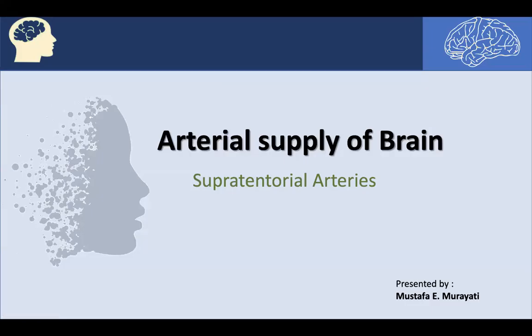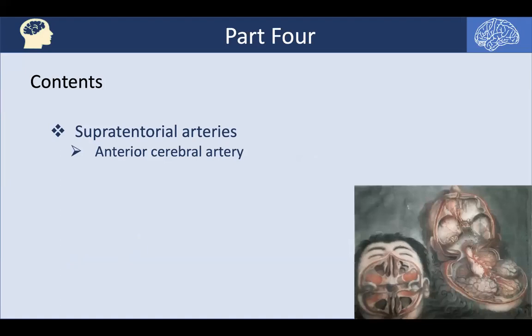Hello everyone, this is Mustafa Marayati, and this is the fourth part of our series regarding the arterial supply of the brain. In this part, we are going to discuss the anterior cerebral artery.